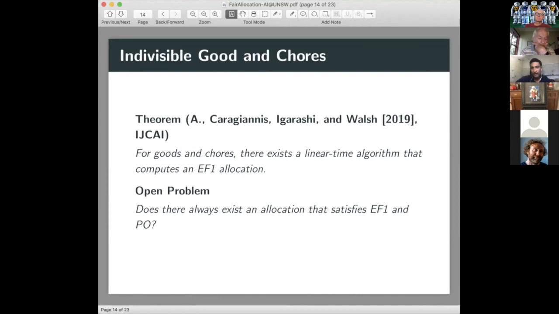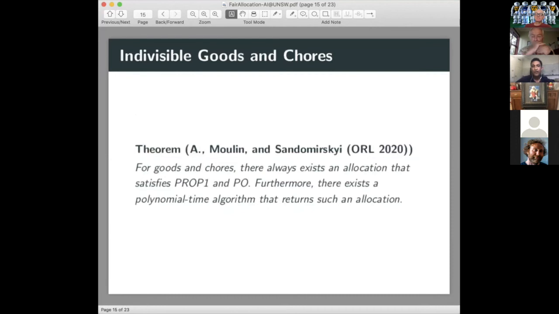So what can we do in terms of efficient algorithms? Well, one approach that we took was that instead of considering EF1, we considered a weakening of proportionality, which we refer to as Prop 1. And we showed in a different paper that there's in fact an efficient, polynomial time algorithm which computes an allocation which is both Prop 1 and Pareto optimal.